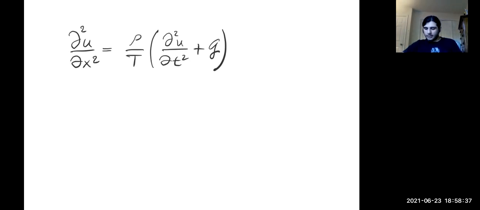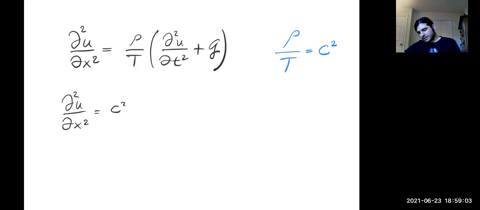So what we can do here. The point here is that it's common, I think, for reasons from physics, which I'm not very familiar with, to usually denote rho over t with c squared. It's just a constant. So using this notation, we have the second derivative of u with respect to x is equal to c squared times the second derivative of u with respect to t, plus c squared g.